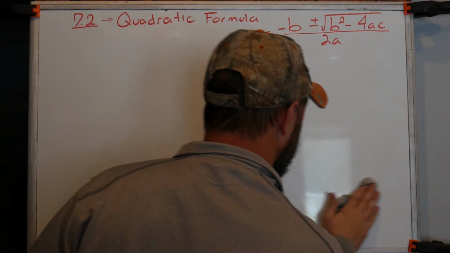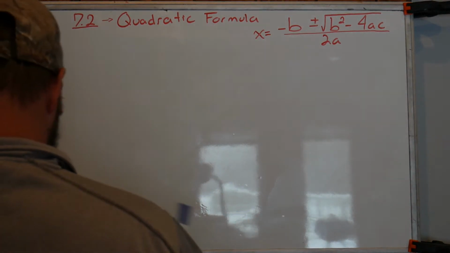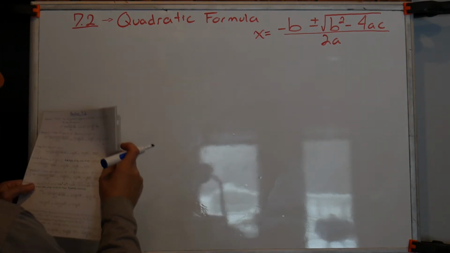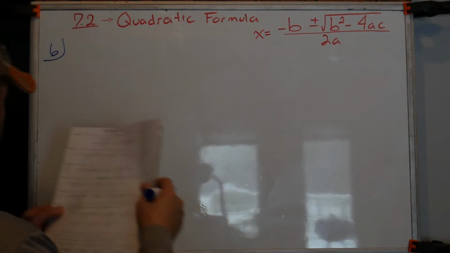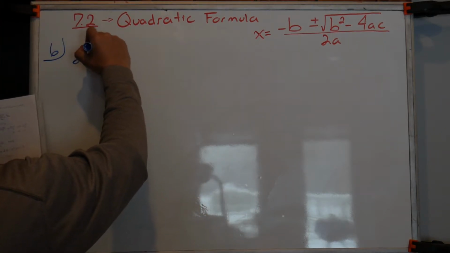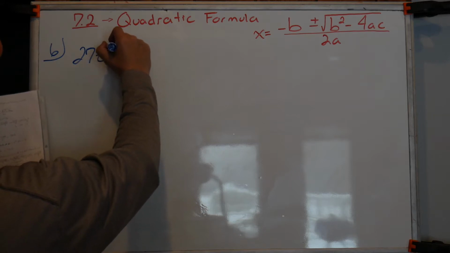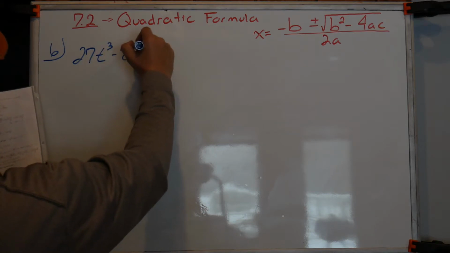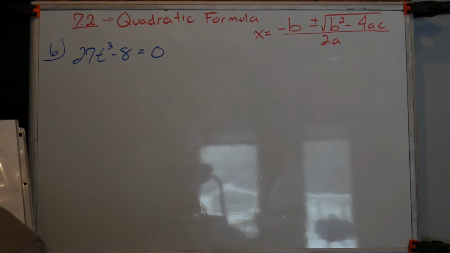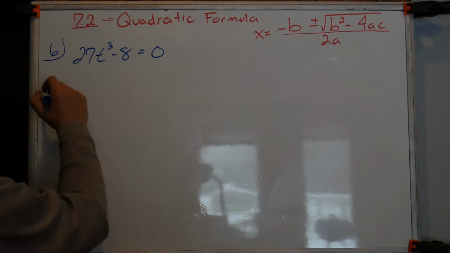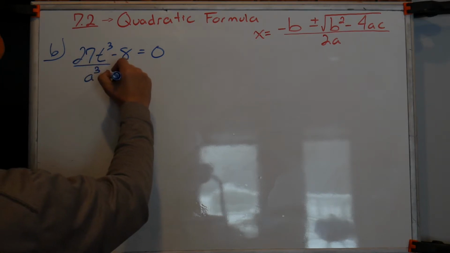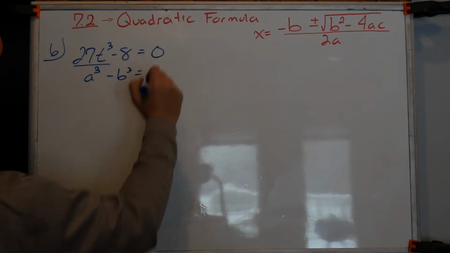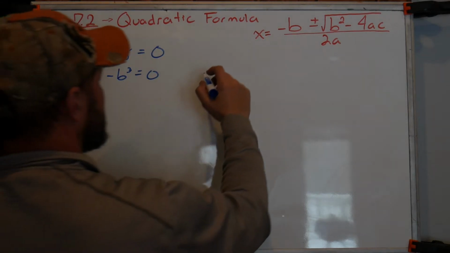Okay, I want to do one more. Example 6 is pretty intense. 12 minutes, we got plenty of time. This says solve 27t cubed minus 8 equals 0. Okay, so the key here is, I'll write it like this, we're back to a cubed minus b cubed.